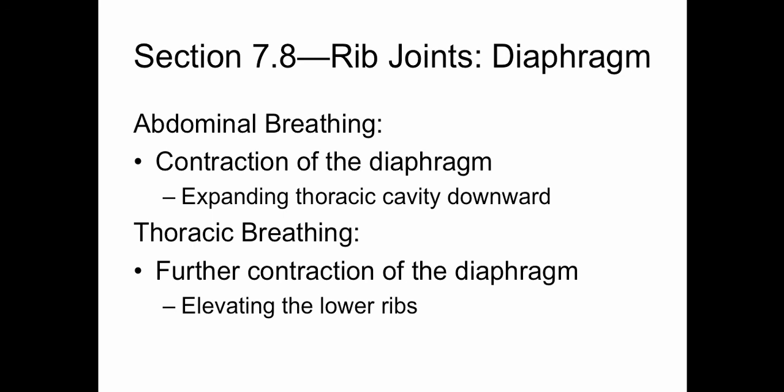Abdominal breathing occurs when the diaphragm contracts and its dome drops down into the abdominal cavity, thereby increasing the volume of the thoracic cavity. Thoracic breathing occurs when the diaphragm contracts further and pulls peripherally on the rib cage, elevating the lower ribs and causing the anterior rib cage and sternum to push anteriorly, thereby increasing the volume of the thoracic cavity.